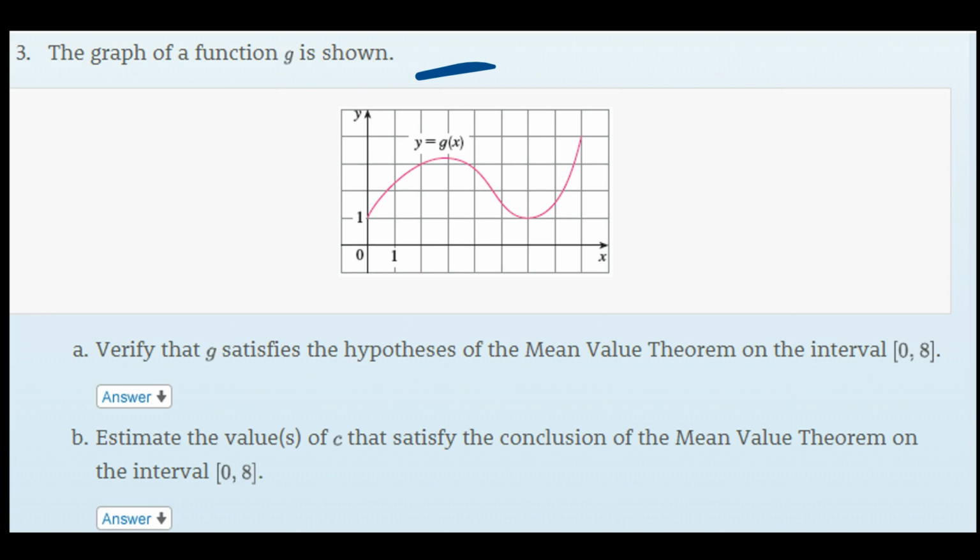If it's continuous and differentiable, then if you look at the endpoints of the graph and you find the slope between those two endpoints, then there is at least one point in between those two endpoints where the tangent line has the same slope as those two endpoints. In fact, on this one, it looks like there are two of them.